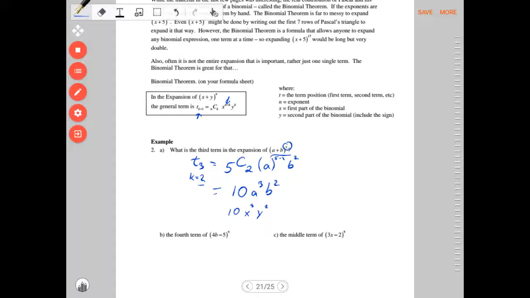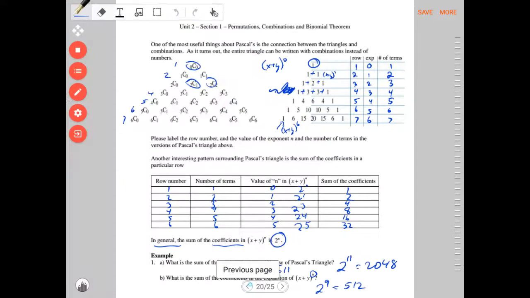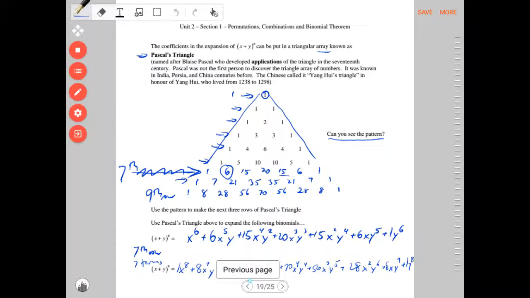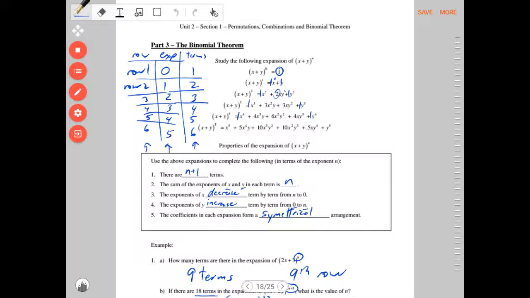So I just want to go back. So third term of x plus y to the 5th. Okay, so we want the third term of x plus y to the 5th. So we have x plus y to the 5th, and we want the third term. Look at this, guys. 10x cubed y squared. So our little example there was just a's and b's, but that's the third term.